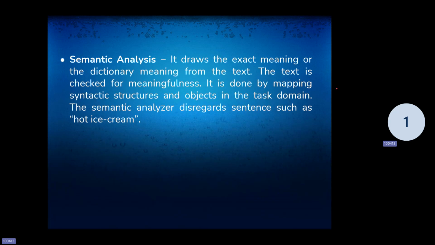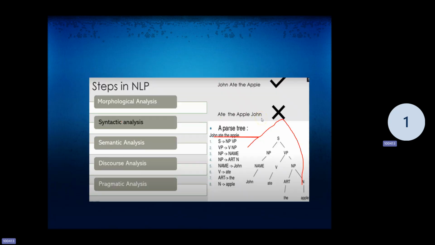Then semantic analysis: it draws the exact meaning or the dictionary meaning from the text. The text is checked for meaningfulness. It is done by mapping syntactic structure and objects in the task domain. The semantic analyzer rejects sentences such as "hot ice cream". In this case, it constructs the sentences and finds the relationship amongst them.